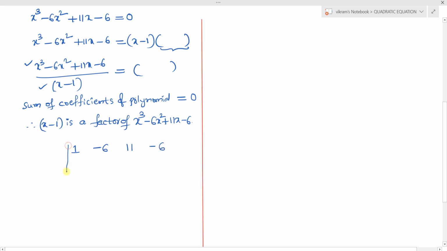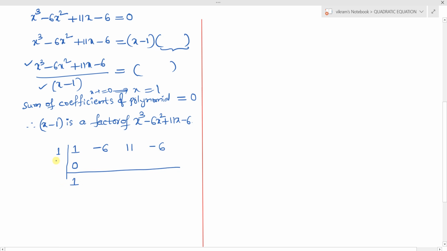Now draw a vertical line. To the vertical line, equate the divisor equal to 0. That means x minus 1 equals 0, so x equals 1. That 1 has to be written to the left of this vertical line, leave some space and draw a horizontal line. For the first column, under the leading coefficient, write 0 and the sum is 1.